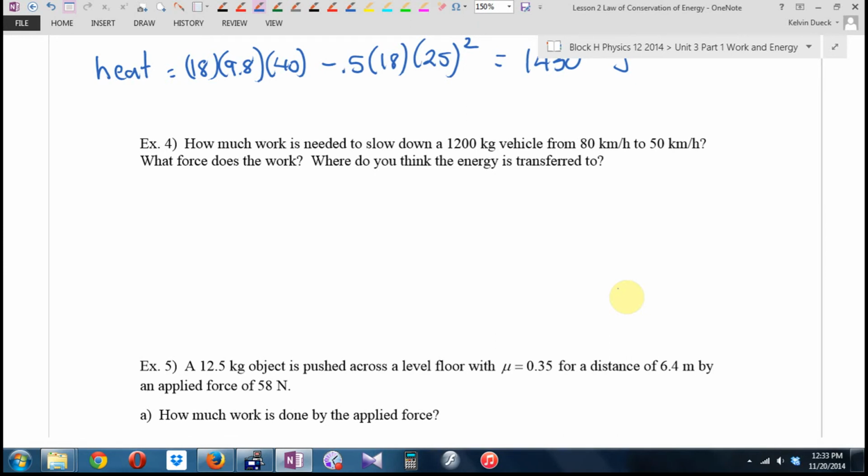What's example 4 asking me to find? Work. How much work? Oh, work is force times distance. Do you see a force or a distance in this question? No. Work is also the area underneath a force versus distance graph. Do you see a force versus distance graph in this question? What was my third definition for work?